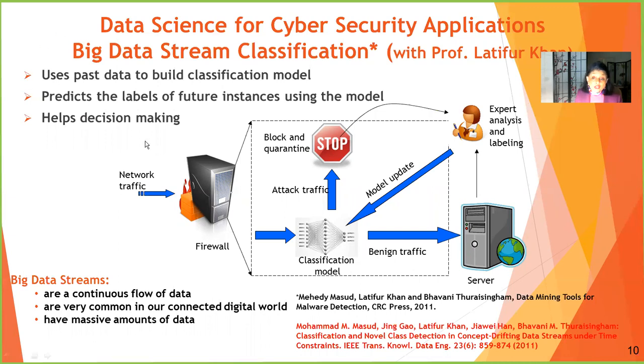So what we are talking about here is a continuous flow of data streams, massive amounts of data, very common in our digital world. So you have network traffic coming in, right? And so we develop a classification model. And then if it's an attack, you quarantine it, otherwise it's benign traffic and you let it go. But you can ask, so what's the big deal, right? This has been around for about 20, 30 years, or 25 years, since we started with data mining.